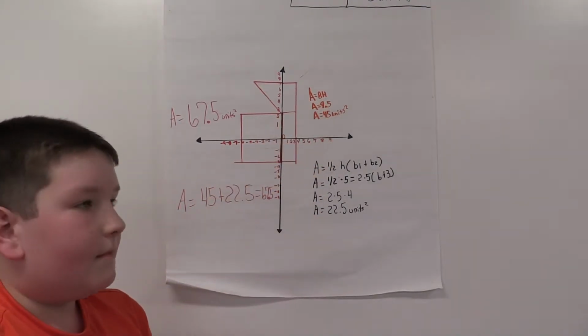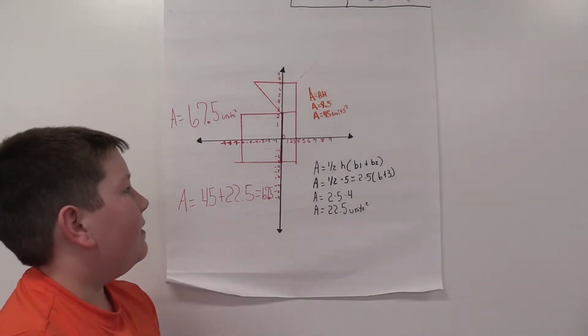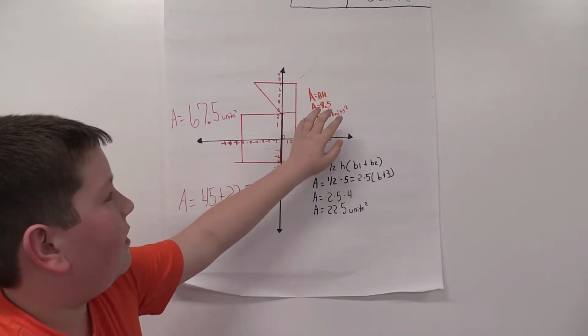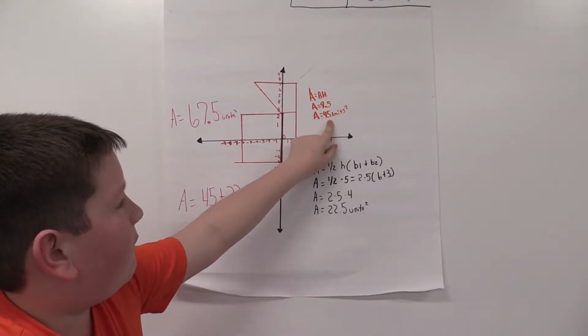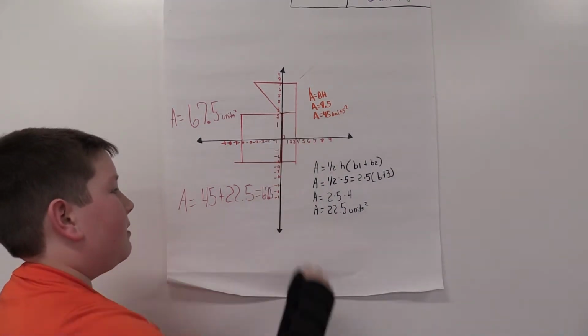That would be your area equals 9.5. And then that would be area equals 9 times 5. And that would be area equals 45 units squared. And moving on to this polygon right here.